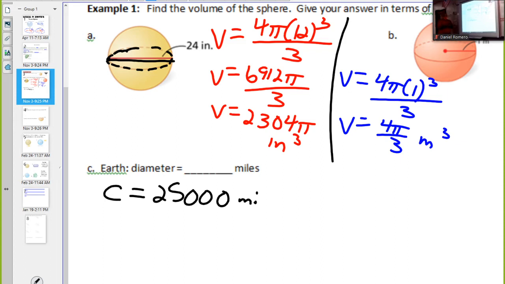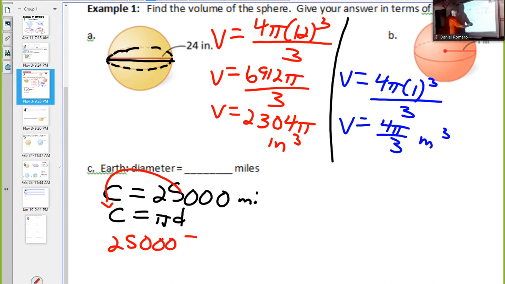Say it, don't be shy. Circumference is equal to pi times diameter, so I plug in 25,000 for circumference. Ryan was going to say the same thing. 25,000 equals pi times diameter, so if you divide by pi, that will give you an approximation of how far it is across the Earth. 25,000 divided by pi is around 7957.8. Any questions there?